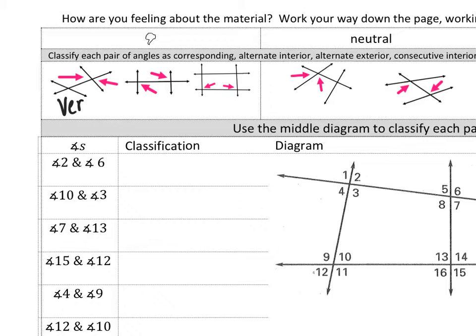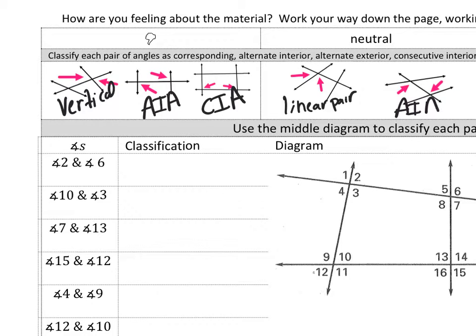So the first one, vertical. The second one is alternate interior. The next one is consecutive interior. The next one is a linear pair because they make a straight line. And then the last one is alternate interior angles. Okay, those ones are kind of tough.